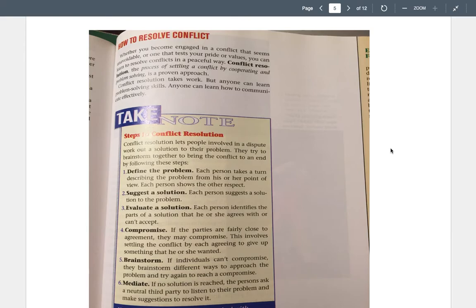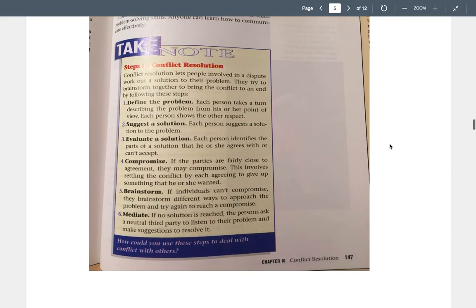Sometimes people get to number 1 and then they solve the conflict right there when they try to figure out what the problem is in the first place, which is a good thing. But in other cases you have to go on to number 2, which is suggest a solution. Each person suggests a solution to the problem. And this is where communication comes into play too, because each person in the group should be able to share their solution. Number 3, evaluate a solution. Each person identifies the parts of the solution that he or she agrees with or can't accept.